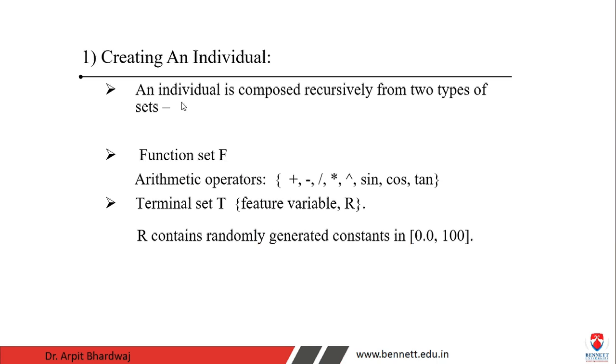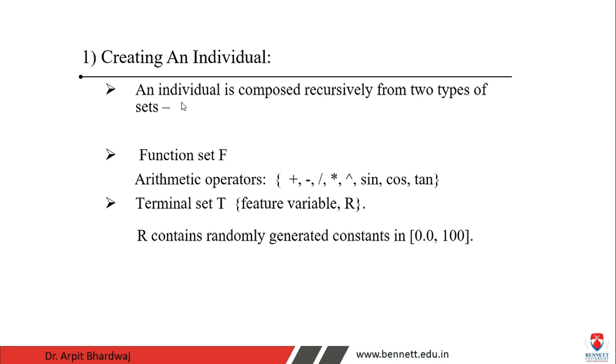Examples of unary operators are sine, cos, tan and power functions, whereas examples of binary operators are plus, minus, into, divide. Here the division operator is protected division, which means divided by 0 is considered as 0 rather than infinity. The terminal set consists of two things, feature variables from the datasets and randomly generated constants.